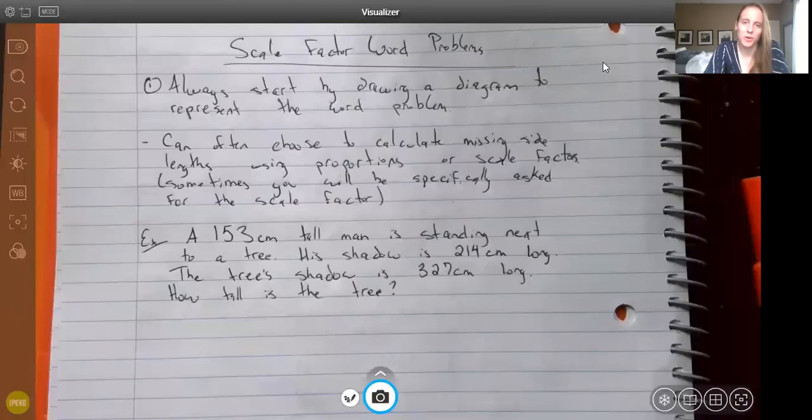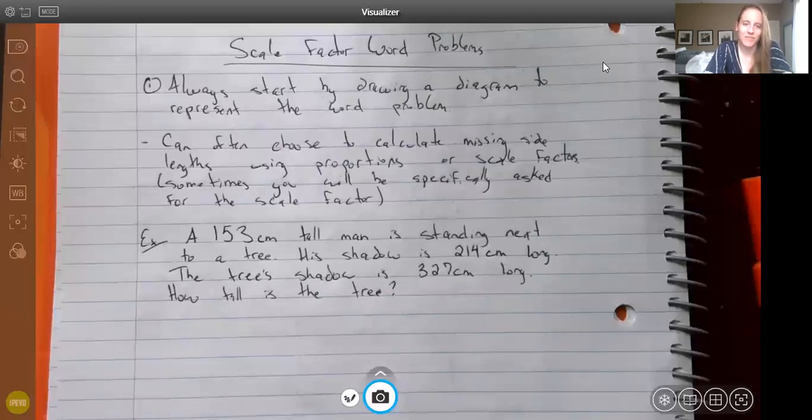So when going over word problems with scale factors, the first thing you should always do is draw out the diagram that represents the word problem if you're not given it. And then you can choose if you want to calculate a missing side using proportions, where you cross multiply and divide, or using the scale factor method, where you calculate the scale factor first and then multiply or divide it by a known side to find the unknown side. Sometimes you will be specifically asked for the scale factor, in which case that second method might be the easier one to do. So let's try a practice problem.